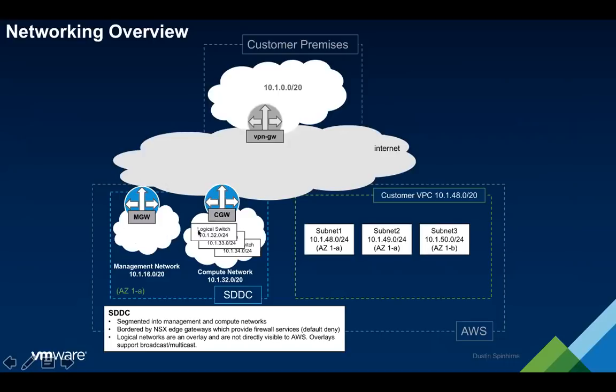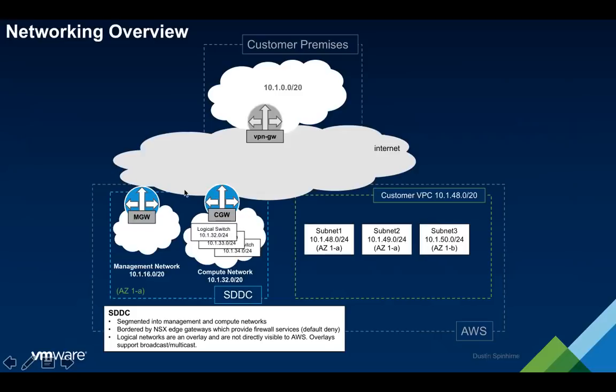Now, the networks behind these are NSX logical networks. So these are overlay networks. And so that means we're abstracted away from the underlying Amazon infrastructure. And so Amazon has no direct visibility into these networks. And so that means we're not subject to the same restrictions as you are on a VPC. So for example, VPCs do not allow broadcast and multicast, whereas NSX overlay networks do. And so we can get around some of those restrictions by using the overlay networks.